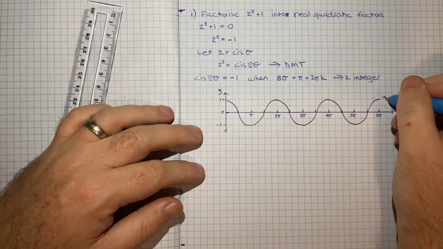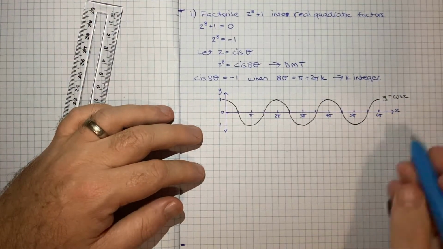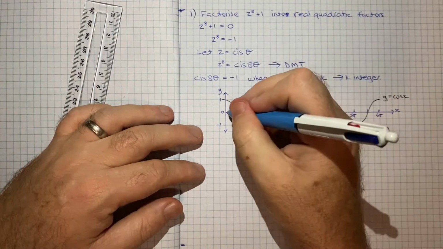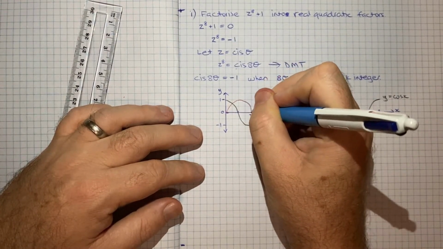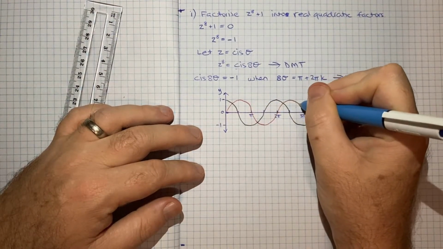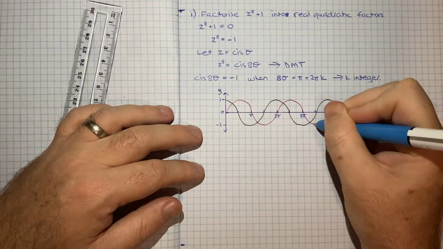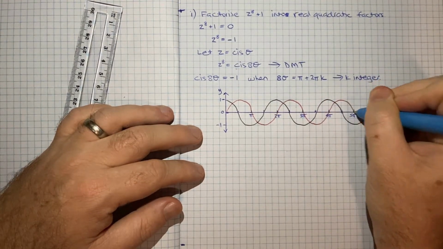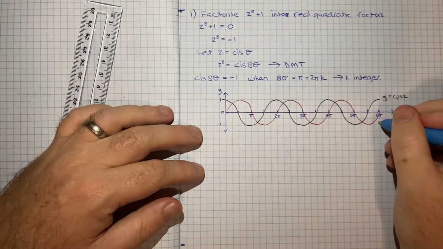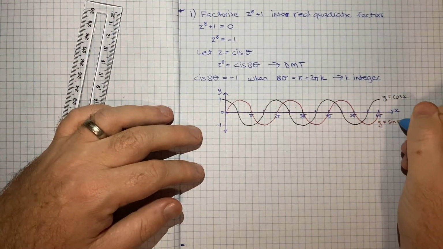And it would keep going. So this is y is equal to cos of x. And maybe I'll draw the sine curve as well, maybe in red. So the sine curve follows the same pattern, it's just offset. And that's y is equal to sine of x.